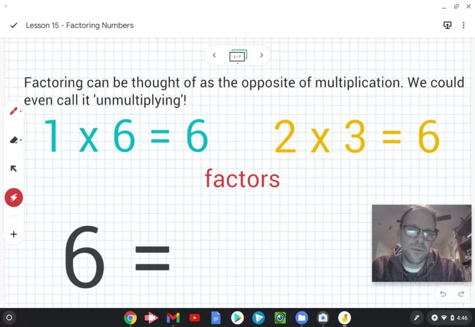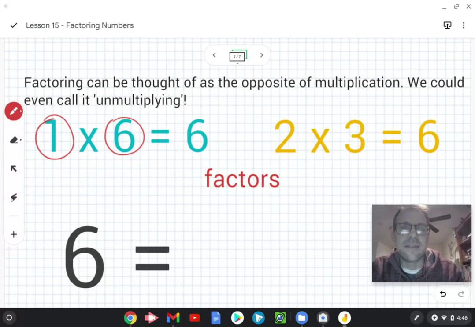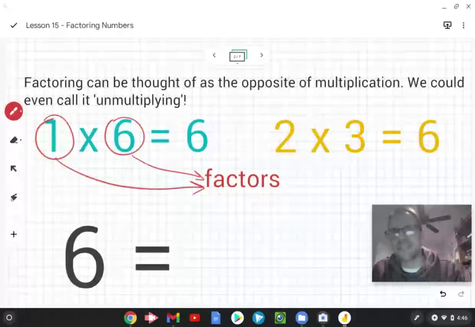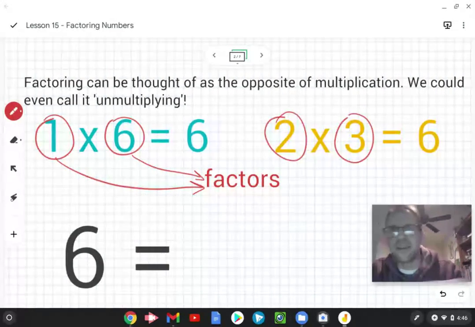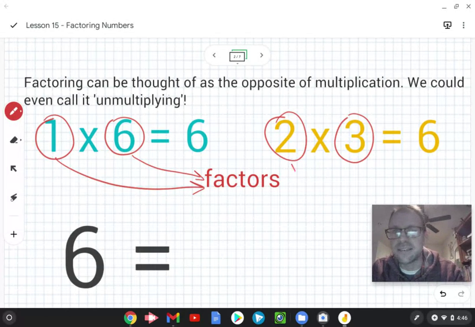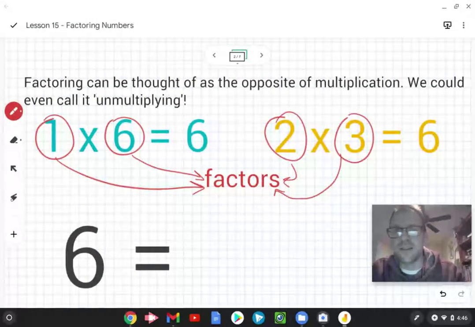I'm not sure if you've ever heard this word before, but it's really important to learn now, okay? Because this is where the name factoring comes from. The numbers 1 and 6 that we multiply to get to 6, those are called factors. Any numbers you multiply to get an answer is a factor. The numbers 2 and 3 are factors of 6 because we multiply them together to get to 6.